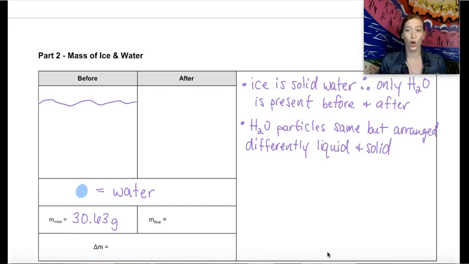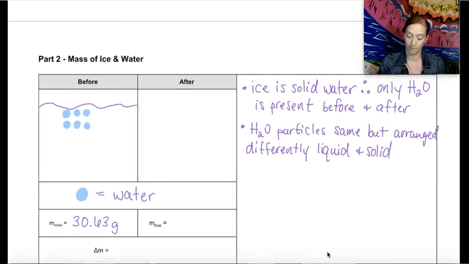Now, hopefully you noticed, or maybe you know from your own personal experience, that ice actually floats in water. It's a little bit less dense. So I'm going to draw my ice cubes at the top. Now I'm going to put my ice particles of water a little closer together. Okay. And then because liquid water flows, I want to put those particles a little bit further apart.